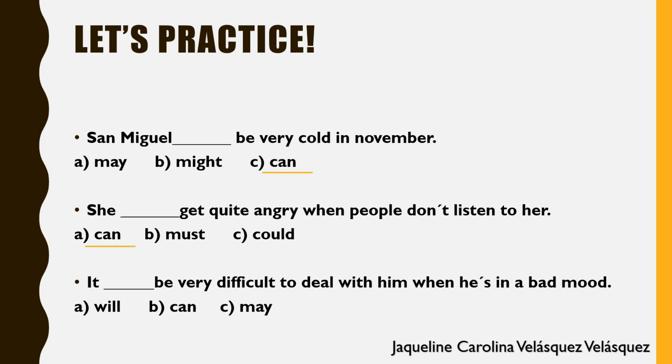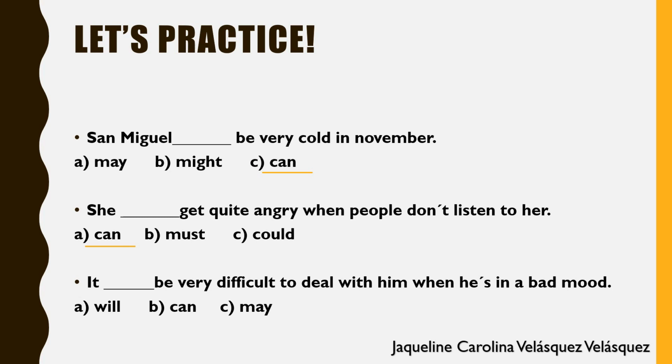The second exercise, the answer is can. She can get quite angry when people don't listen to her. You are talking about a general tendency which she has. She can get angry anytime when people don't listen to her, not just one time, so you need to use can.